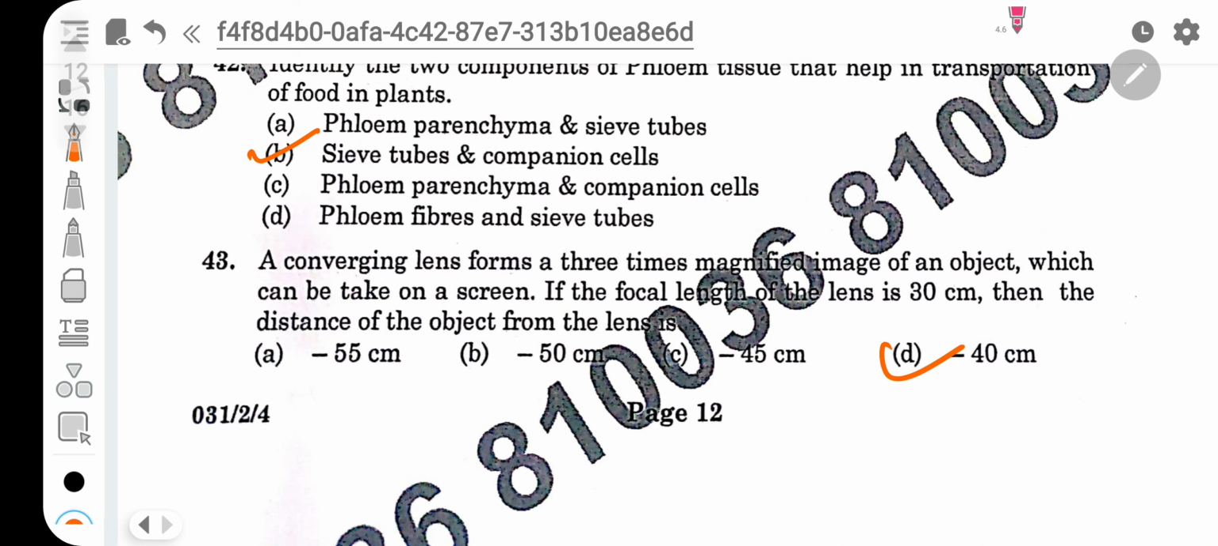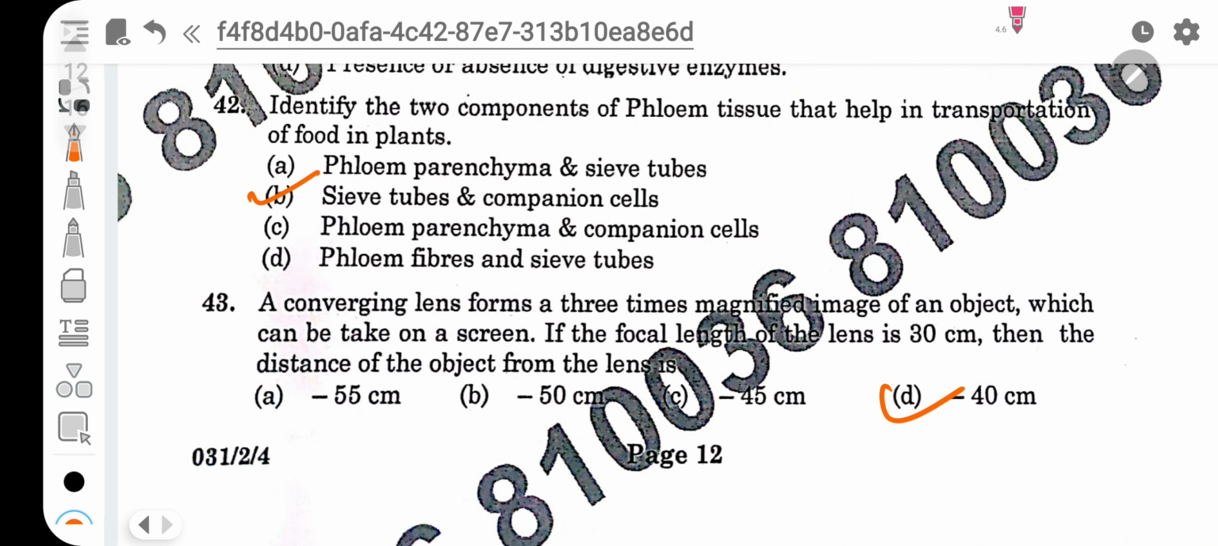The converging lens forms a 3 times magnified image of an object which can be taken on a screen. If the focal length of the lens is 30 centimeter, then the distance of the object from the lens is... The magnification is 3 times. Converging lens means convex lens, and a convex lens has a positive focal length. The image can be taken on the screen, so it is a real image, so m is negative, so m is minus 3.